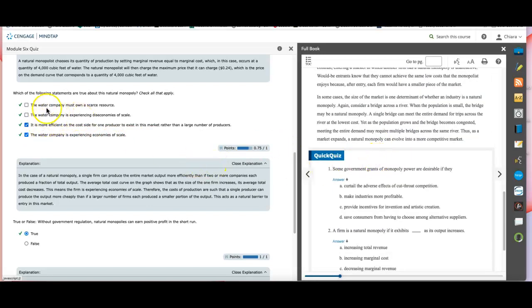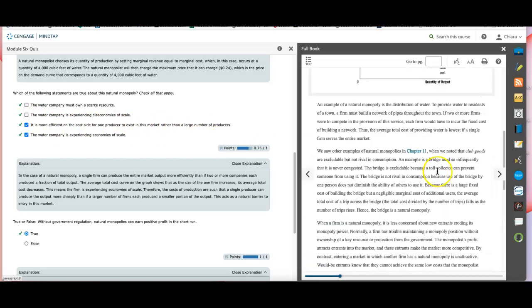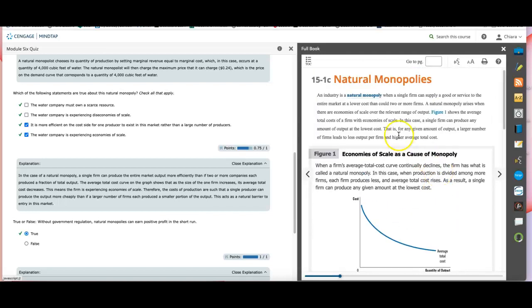You can go find whether the company owns a scarce resource. That is not necessarily true. It might not be owning a scarce resource. And it is more efficient on the cost side for one producer to exist in the market. That is almost the definition of a natural monopoly, so you know that to be true. And it's right here. An industry is a natural monopoly when a single firm can supply a good or service to the entire market at a lower cost than could two or more firms. That's the definition of natural monopoly. So you could also help yourself find the answer by getting the book and looking at it.